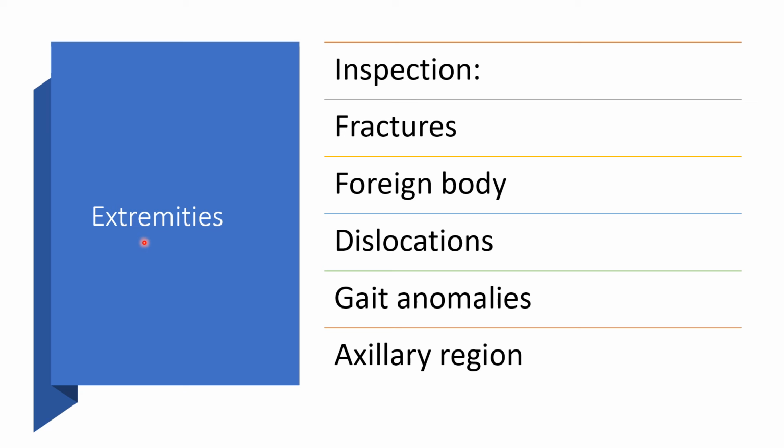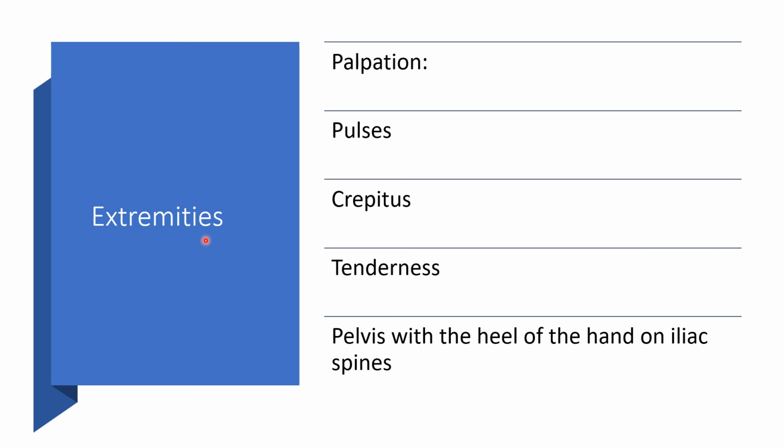The extremities will not be left out. We'll inspect for fractures, foreign body, dislocations, and the patient can walk around and we tell him or her to walk, and then we'll check for gait anomalies. Then we check the axillary region as well. Still on extremities, we're going to palpate for pulses, crepitus, Marcus Gunn tendons, and pelvis with heel of the hand on iliac spines.